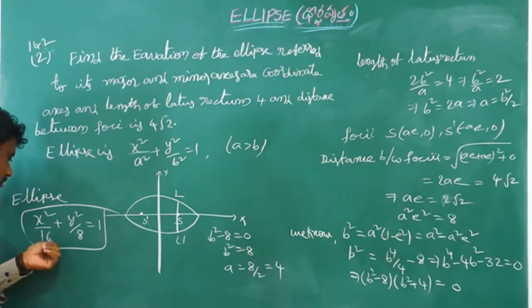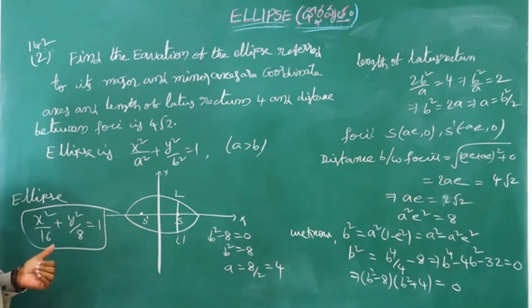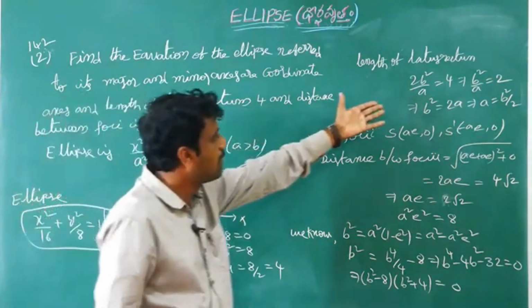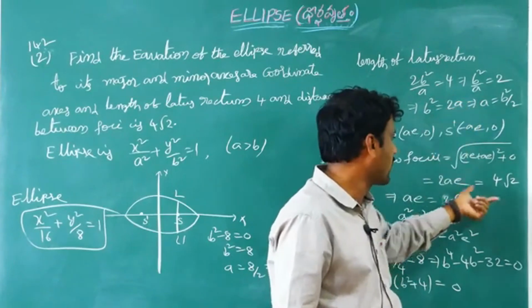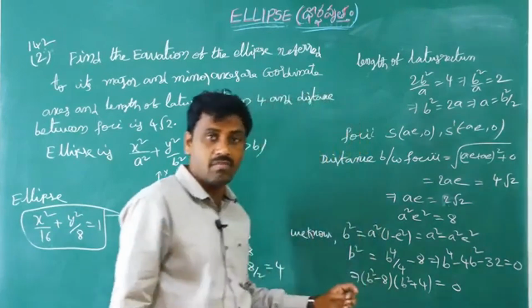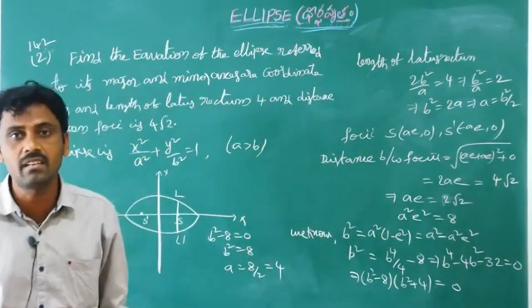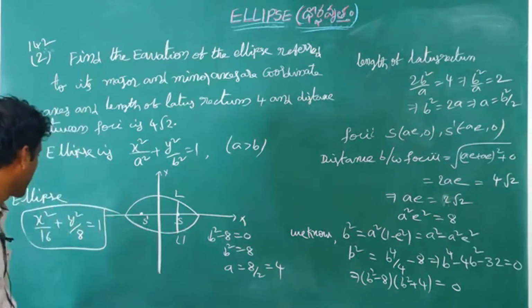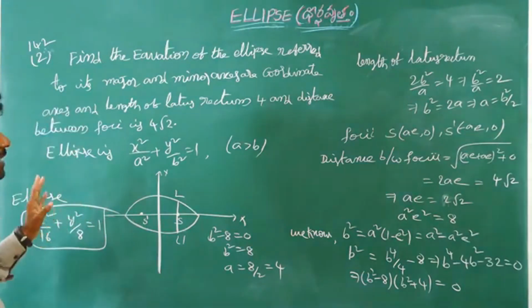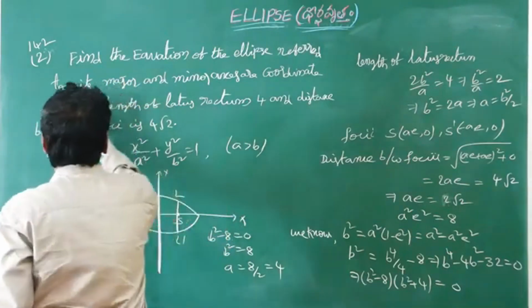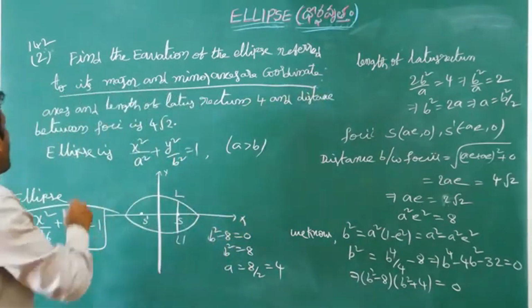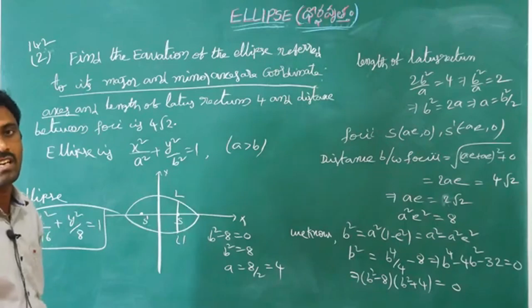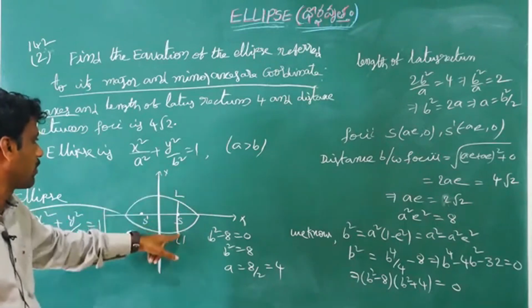Here length of latus rectum is 2b square by a, 2 into 8 by 4, 16 by 4, that is 4. It matches, right? It is 4 indeed, the length of latus rectum. Similarly, distance between foci 2ae equal to 4 root 2. The required ellipse is x square by a square plus y square by b square equal to 1, a greater than b case, because the ellipse is referred to its major axis and minor axis as coordinate axes. Therefore, standard form of the ellipse x square by a square plus y square by b square equal to 1, a greater than b case.